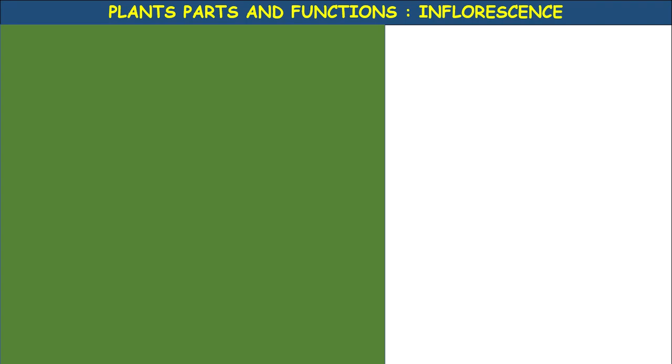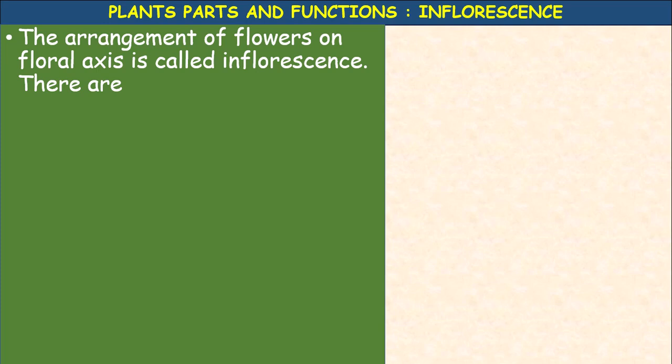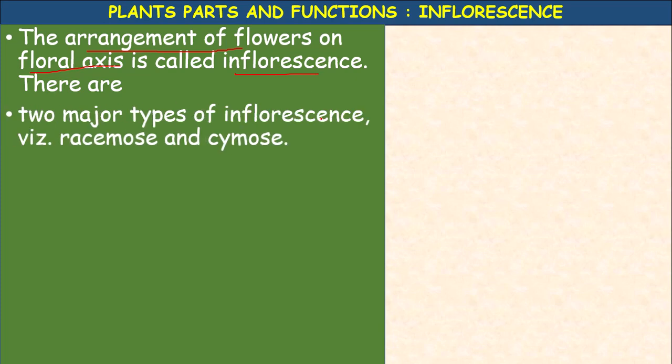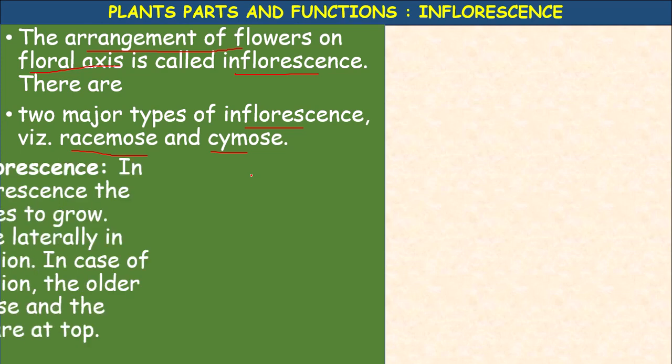Plant parts and functions. About the flower: inflorescence. What is inflorescence? The arrangement and distribution of flowers on the floral axis is called inflorescence. There are two major types of inflorescence. What are they? Racemose and cymose. These are the types of inflorescence.